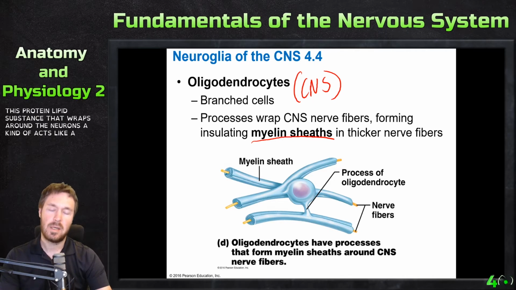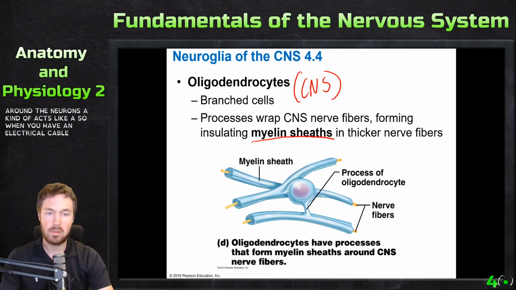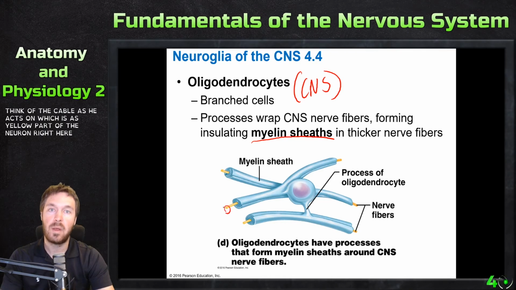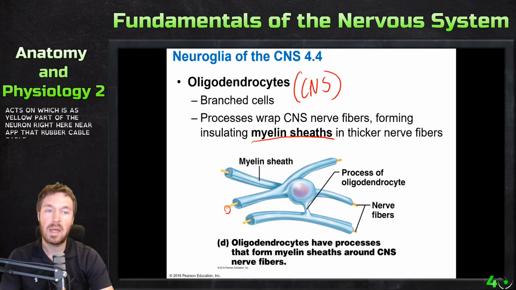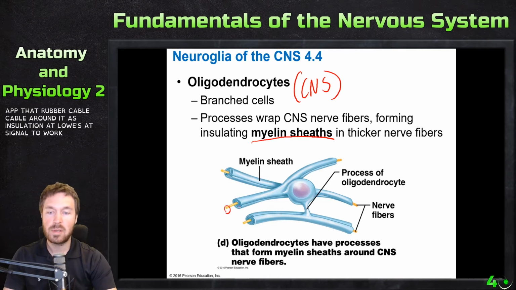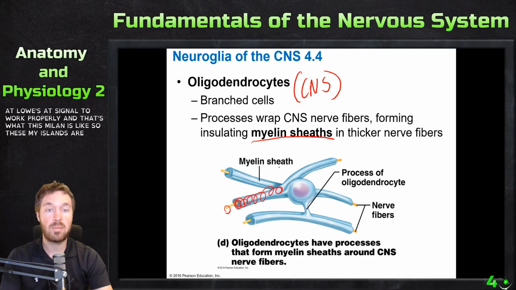It kind of acts like an electrical cable. If you would take the rubber off, you would just have the cable in the middle. Think of the cable as the axon, which is this yellow part of the neuron right here. You wrap that rubber around it as insulation, and it allows that signal to work properly. And that's what this myelin is like. So myelin is this fatty protein substance that wraps around these neurons and lets them send their impulses or information faster.